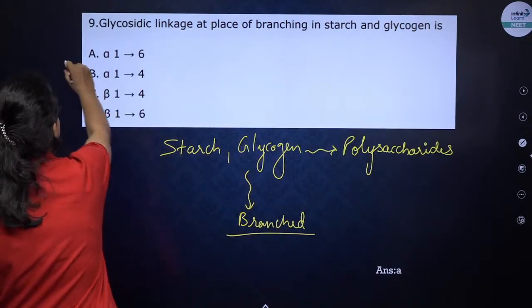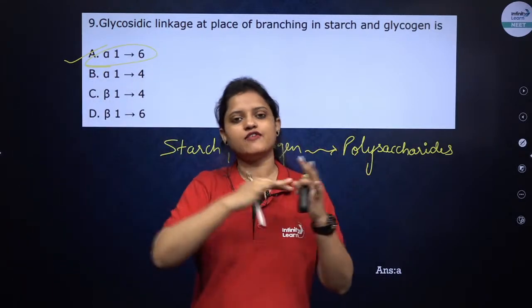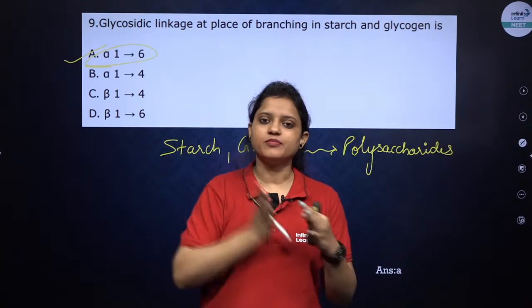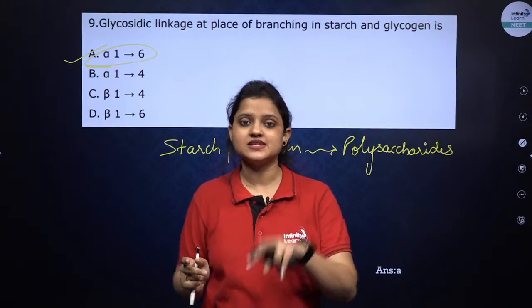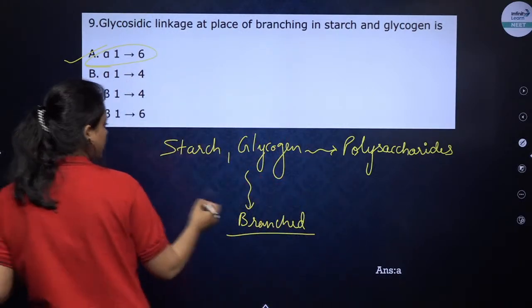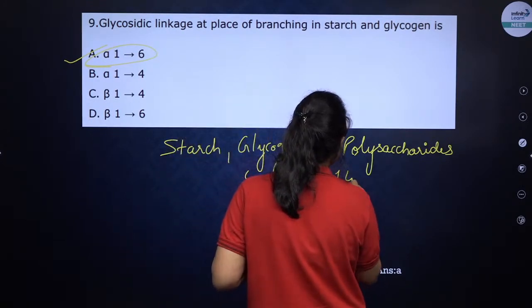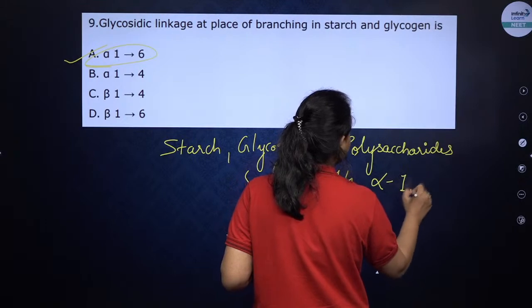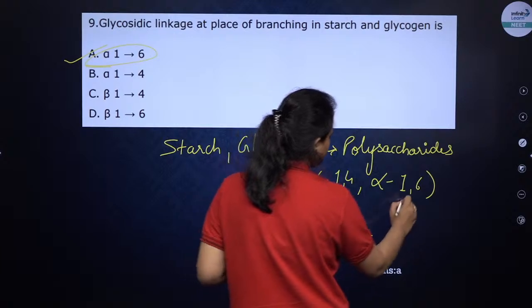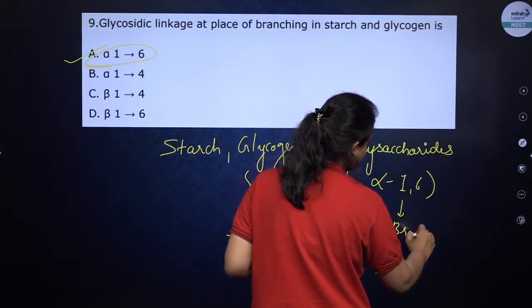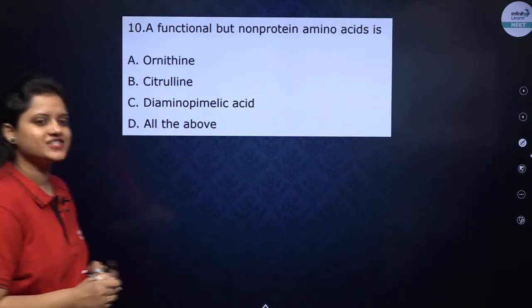Okay, alpha 1,6, because in the linear structure there is alpha 1,4 and at the time of branching you will see there is alpha 1,6. So both types of linkage are present in glycogen and starch. Both alpha 1,4 and alpha 1,6. Now this is present in the linear part and this is present in the branch. Remember this, important. Next question.